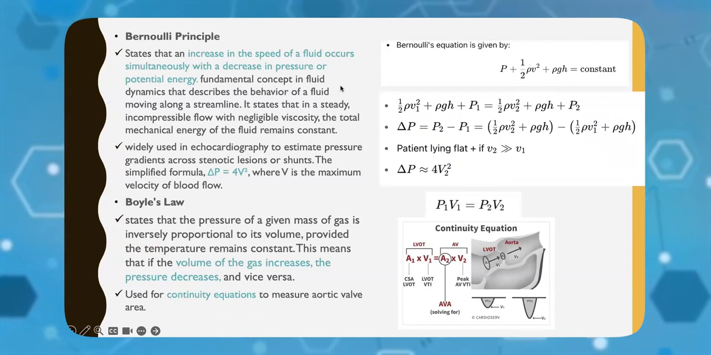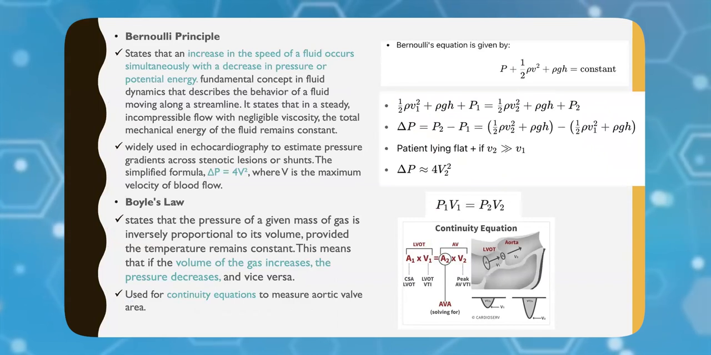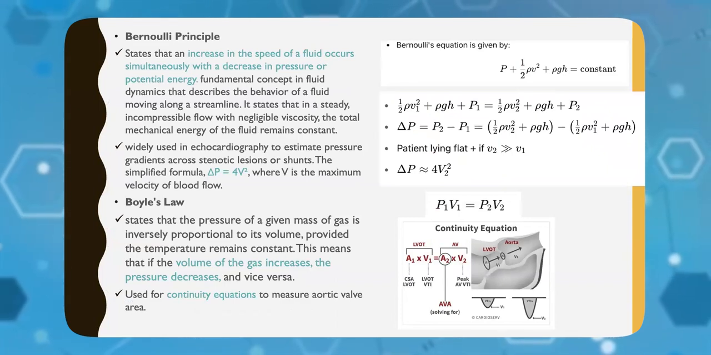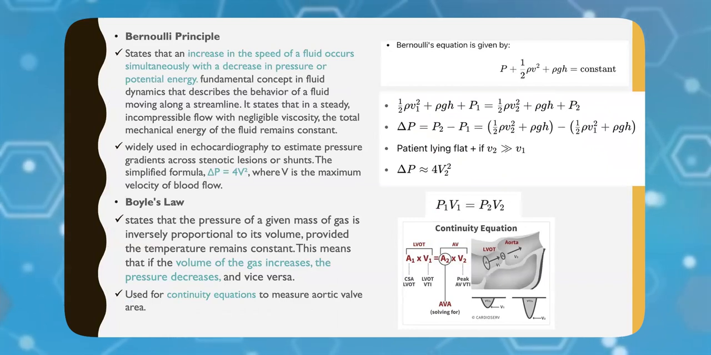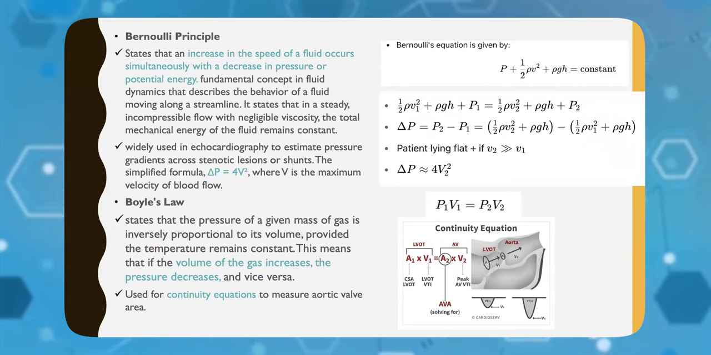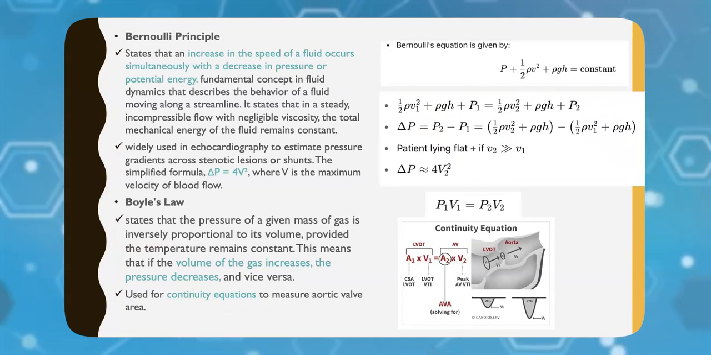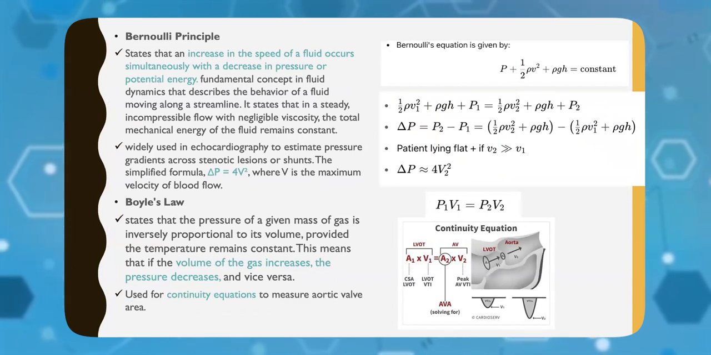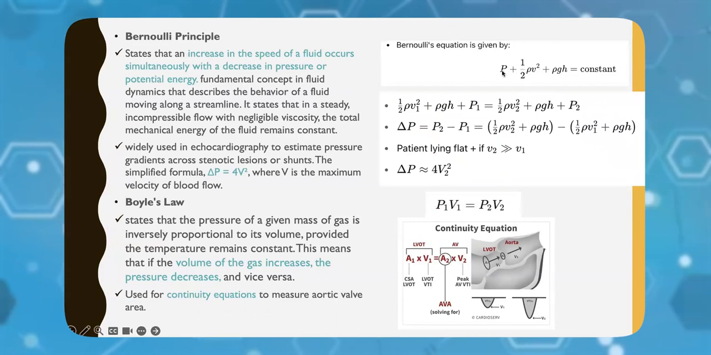Bernoulli principle. Bernoulli principle is actually very easy. Imagine a pipe. Bernoulli actually gives this theory about any fluid. It can be liquid or gaseous form. But here, in blood, we apply it for liquid forms only because we are dealing with blood. So an increase in the speed of a fluid occurs simultaneously with a decrease in pressure or potential energy. This is a fundamental concept in fluid dynamics. And this is a complicated equation.